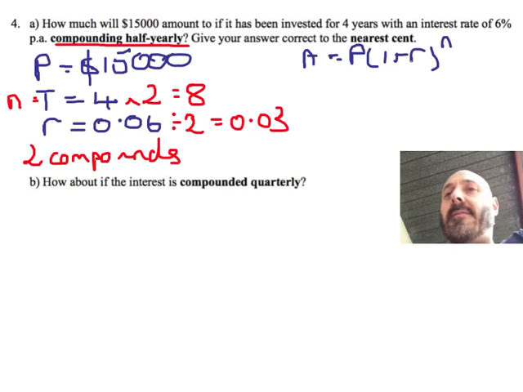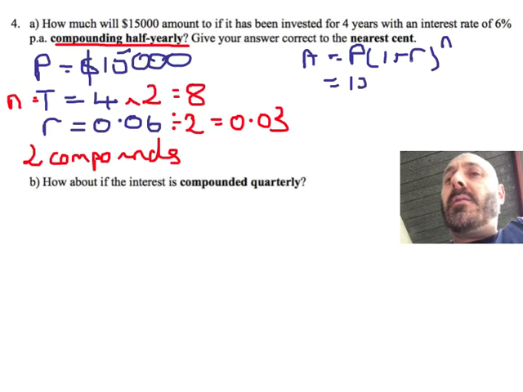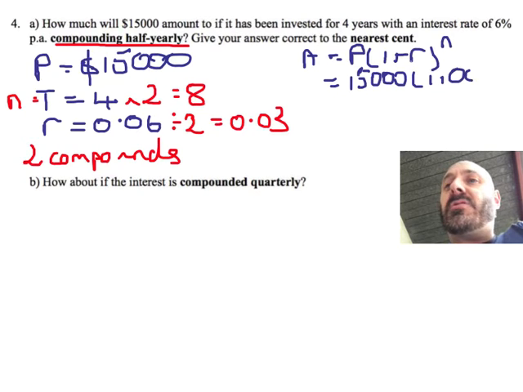Okay, so we have our principal is $15,000. The time period is 4 years, and the interest rate is 6%, which is 0.06. So then I need to have a quick look and check my compound period. This time we're compounding half yearly.